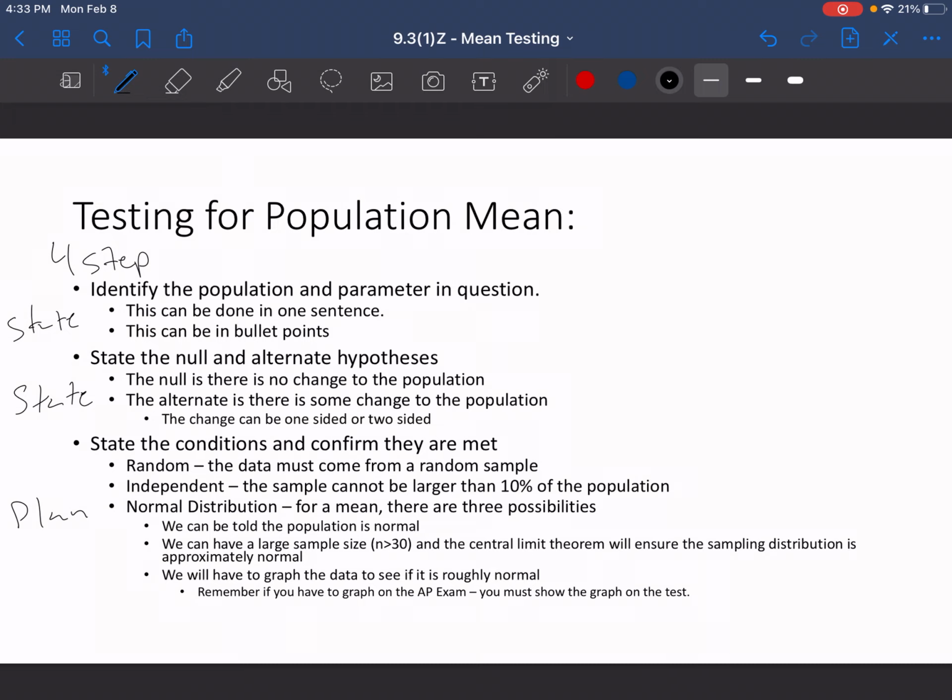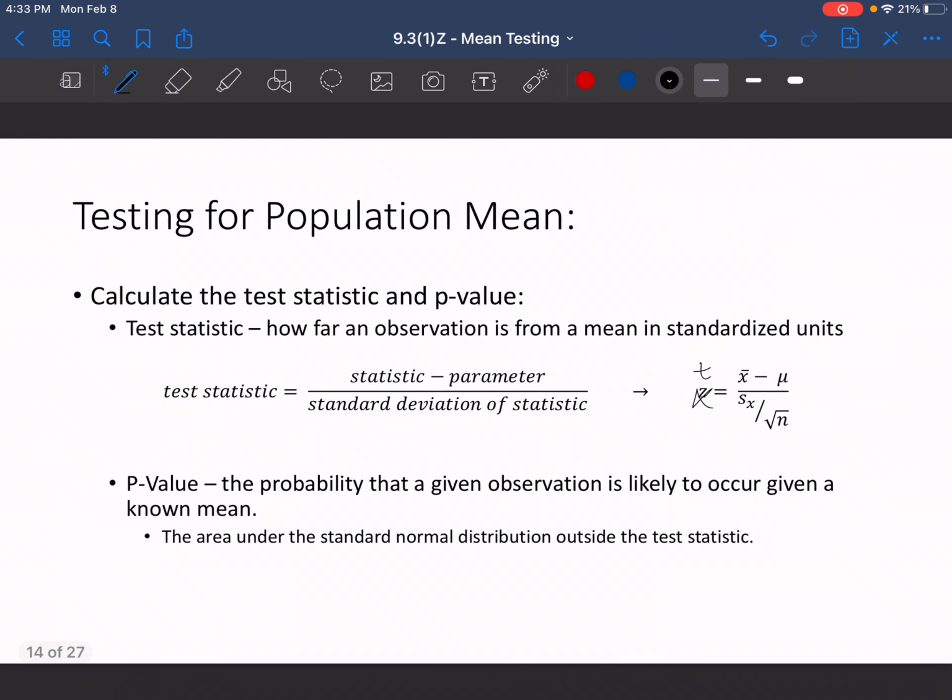On the AP exam, one important thing to note is that you must show the graph on the test in order to convince the readers and prove to them that you understand that the distribution is actually normal in this case. Okay. From there, we need to do, all of this is the do portion of our four-step process.